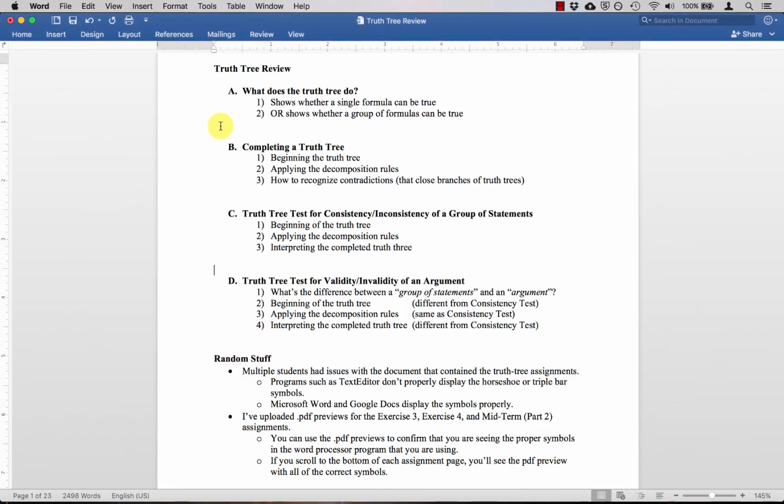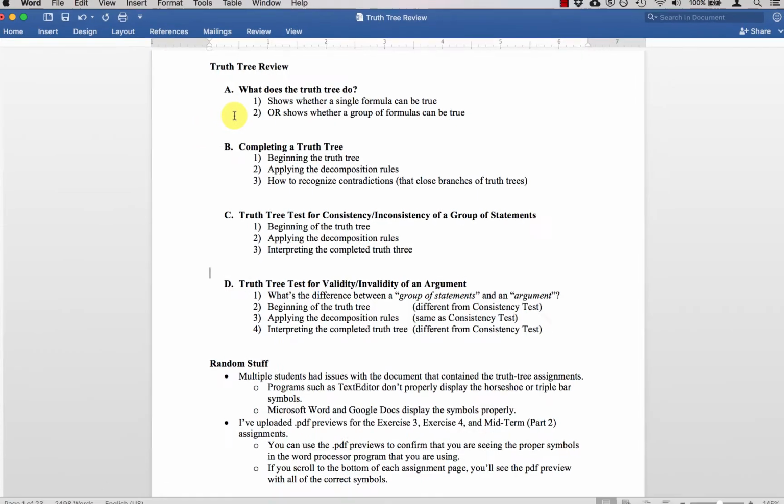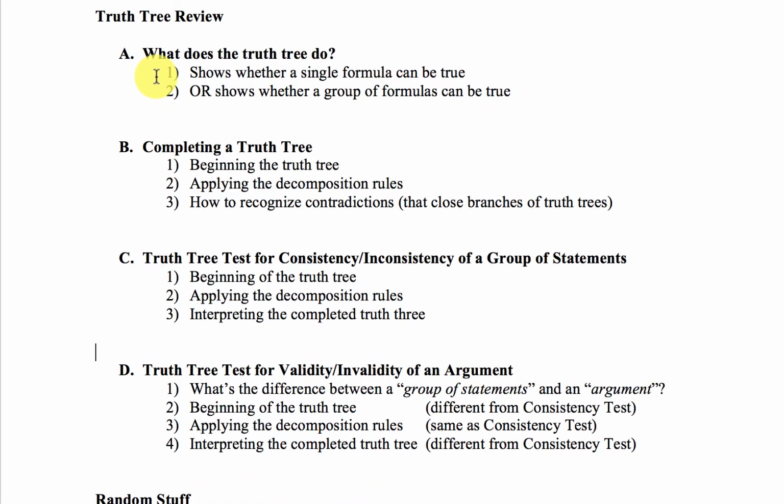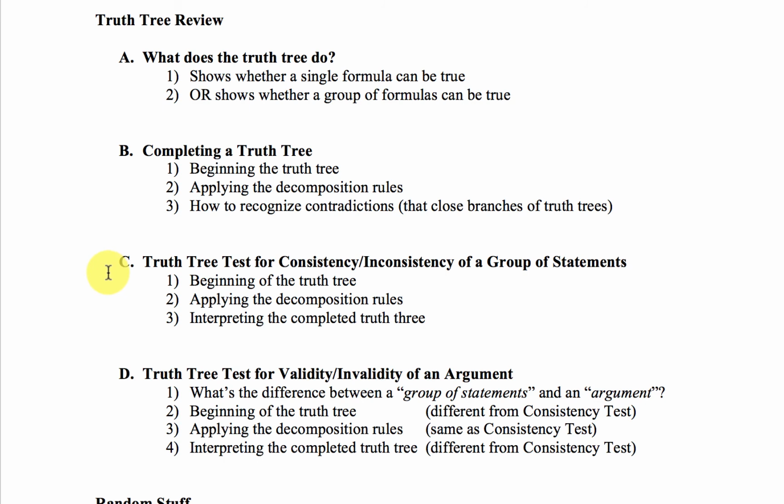In conclusion, we reviewed what exactly a truth tree does. It shows whether a formula can be true, or if we're dealing with multiple formulas, if all of those formulas can be true at the same time. And we also went into the specifics of the process: how to start a truth tree, how to use the decomposition rules to simplify the compound formulas, and how we close branches. In the next video, I'm going to discuss how the truth tree test for the consistency of a group of statements compares to using the truth tree to test an argument for its validity.